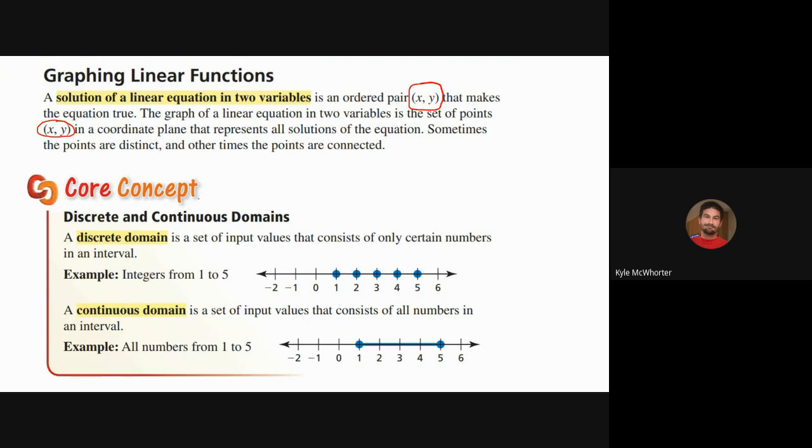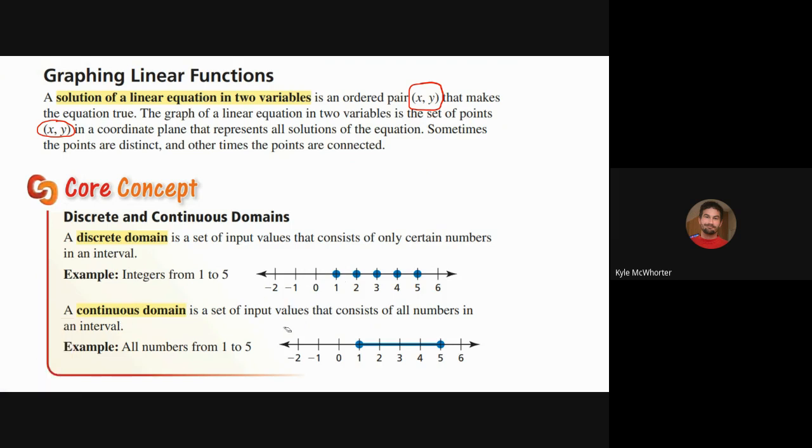Sometimes points are distinct. Sometimes the points are all connected. If they're distinct, then that's discrete. A discrete domain is a set of input values that consists of only certain numbers. So like the integers from 1 to 5, this is called a discrete domain. This is the kind of function where 1.5 would not be allowed as an input. Like, for example, how many tickets you could buy. You could buy 1 ticket, you could buy 0 tickets, so 0 would be part of the domain, but you can't buy half a ticket or 1.5 tickets. So those are discrete domain kind of things.